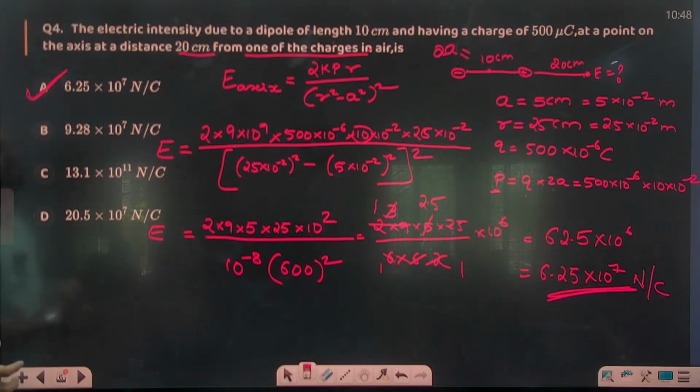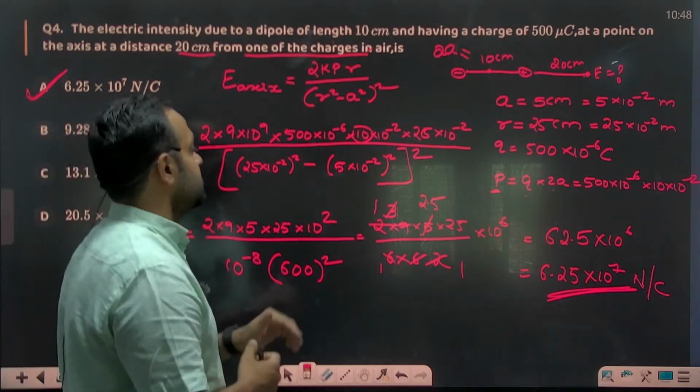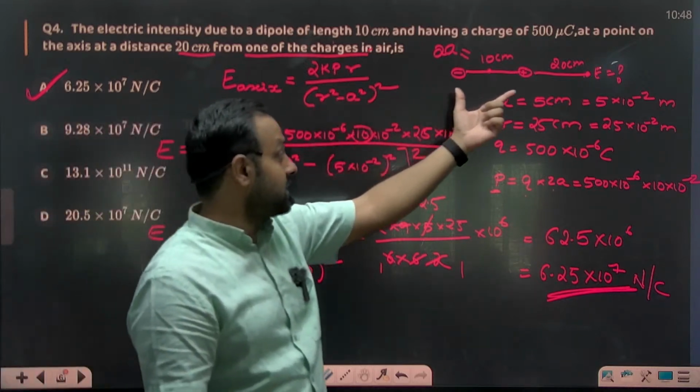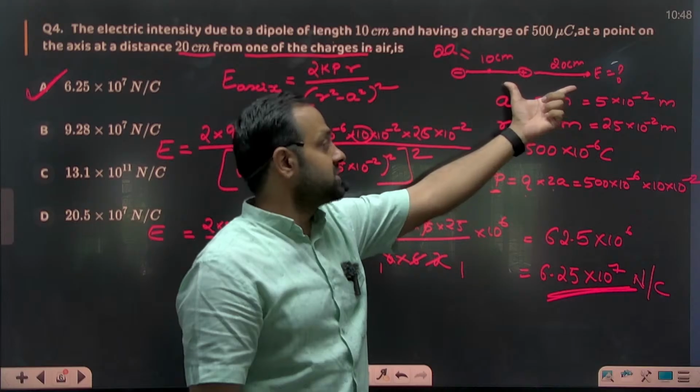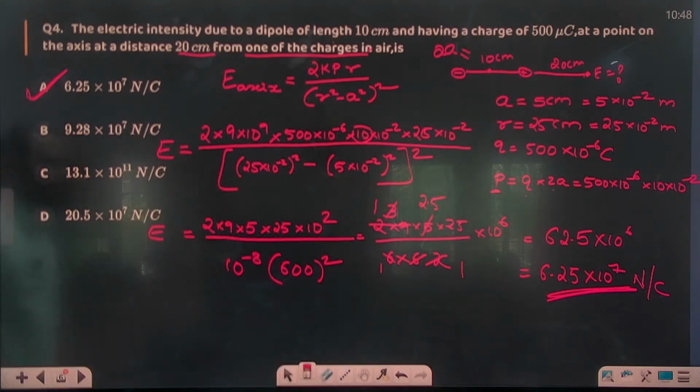Using the formula 2 kpr divided by (r square minus a square) whole square. Why are we using this formula? Because the dipole length is 10 centimeter and the distance is 25 centimeter, so they are not a big difference.